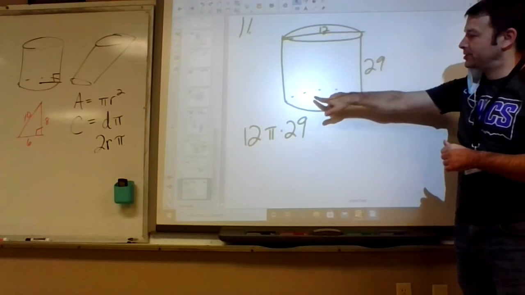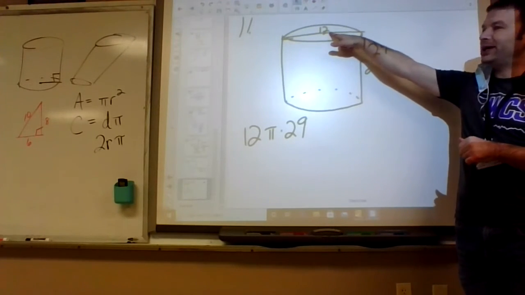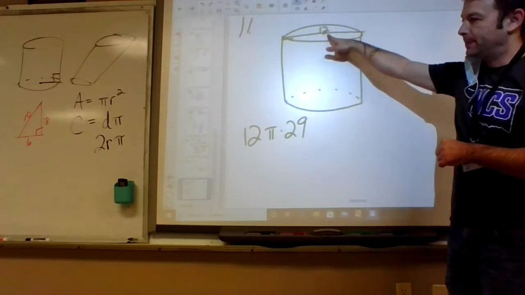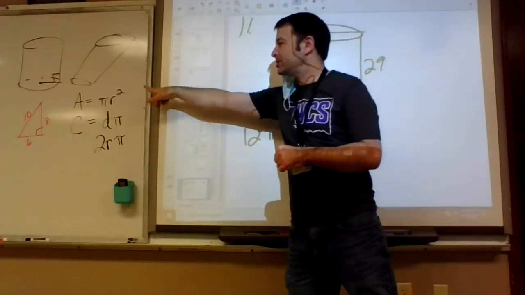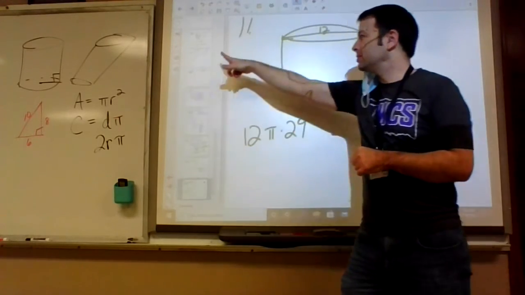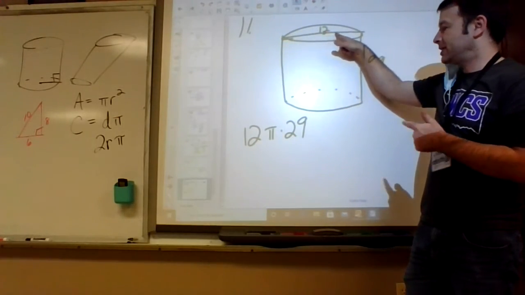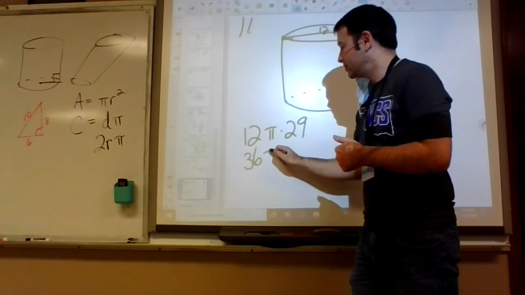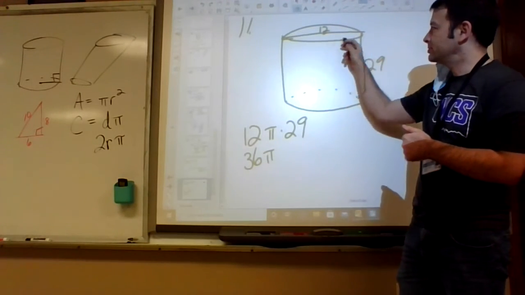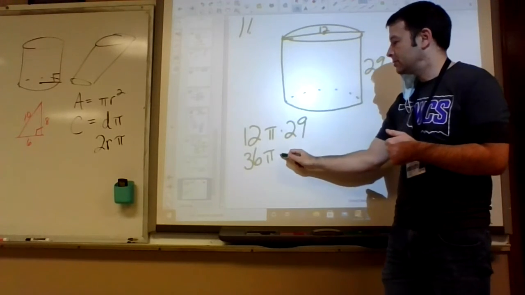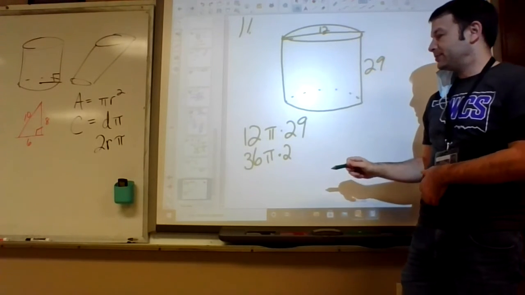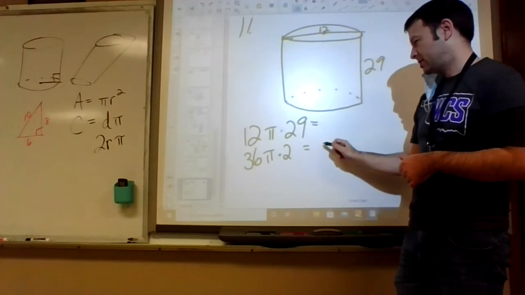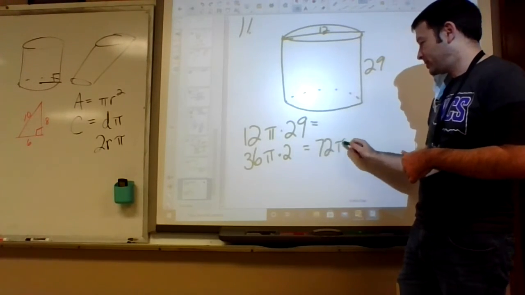Now, for the total, I still need the two circles. How do I find the area of a circle? Pi r squared. Radius squared. What's the radius on this one? Six. So 6 times 6 is 36 pi. Okay, but that would be one of the circles. But I have two. So it's times 2. So that would be 72 times pi.